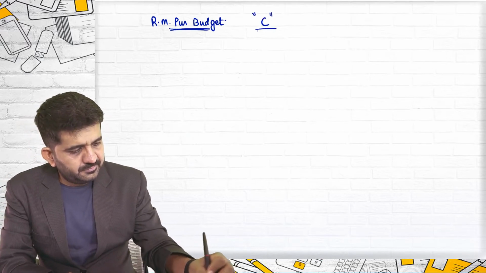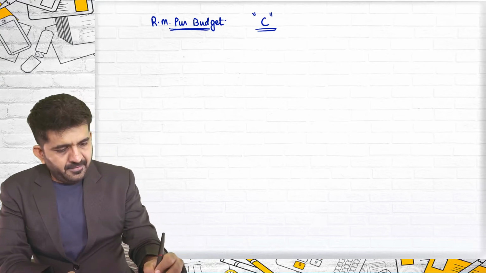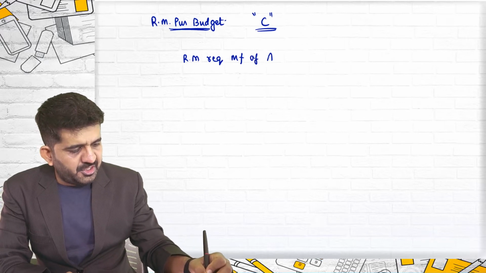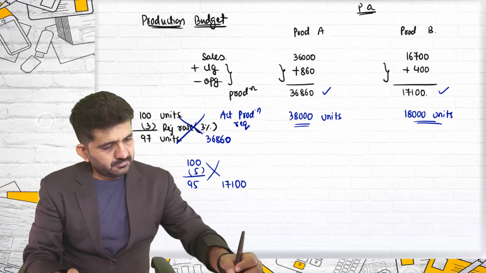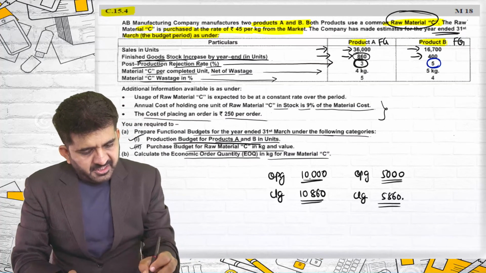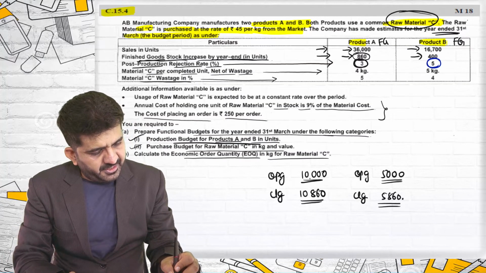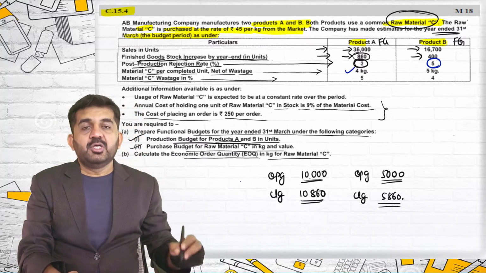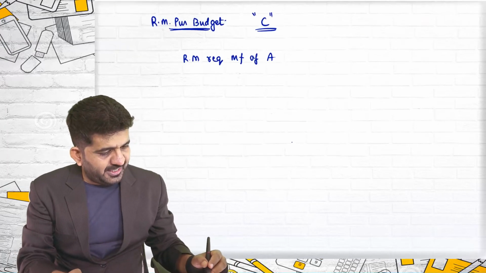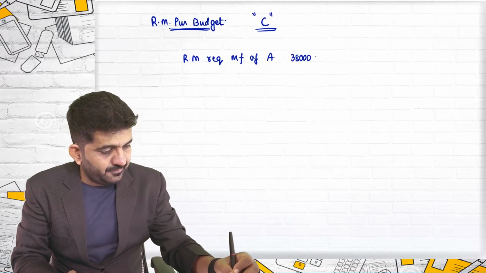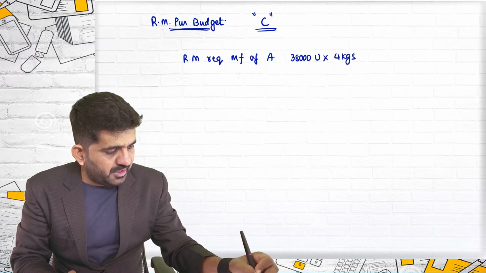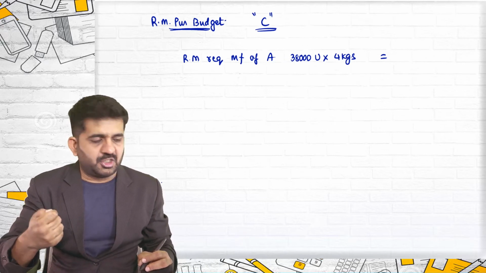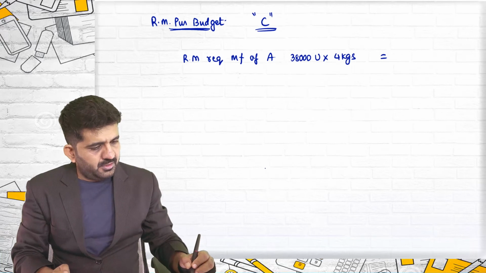Which is C. Raw material required for manufacturing of A. Material C per completed unit, net of wastage, is 4 kg. So if you want to manufacture 38,000 units of A, multiplied by 4 kgs will be the requirement for raw material C to manufacture 38,000 units of A.